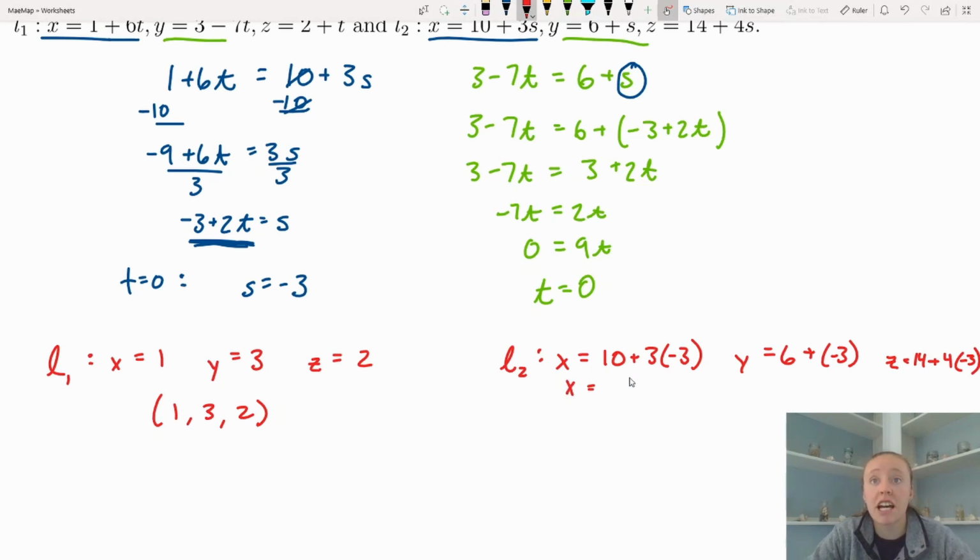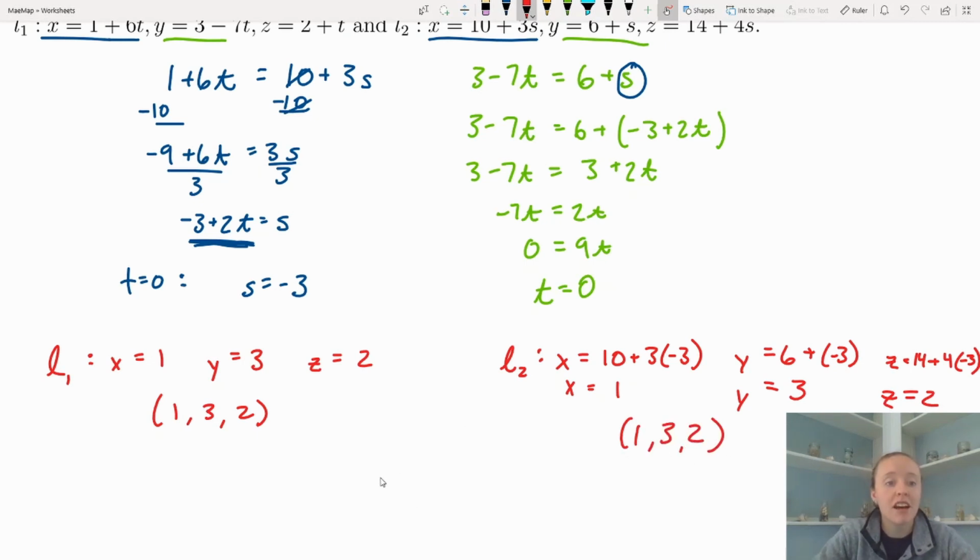That's going to give me that x is equal to 10 minus 9, which is 1. This is going to give me that y equals 6 minus 3, which is 3. And then 14 minus 12 is indeed going to be z equal to 2. So I get that same exact point, 1, 3, 2. So I know indeed they intersect at 1, 3, 2.